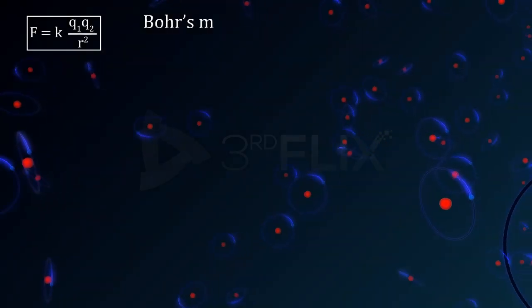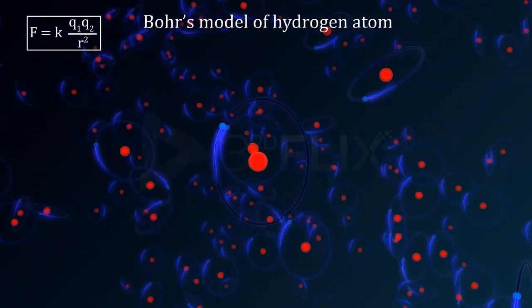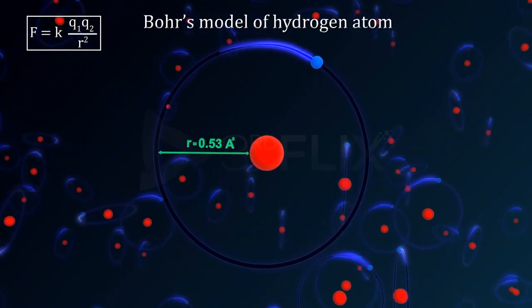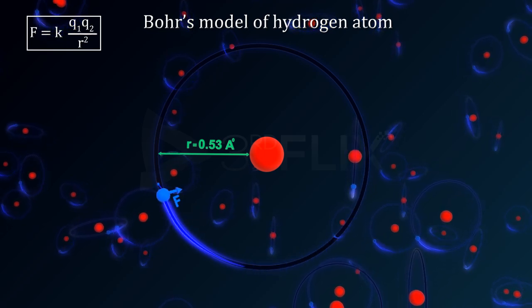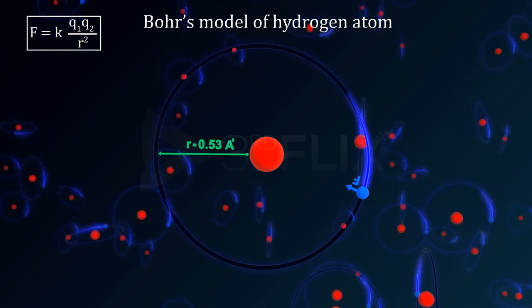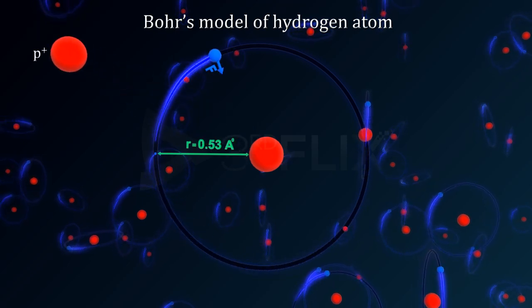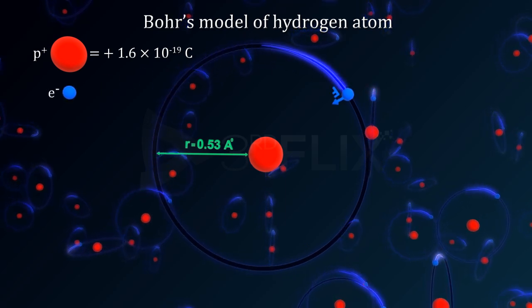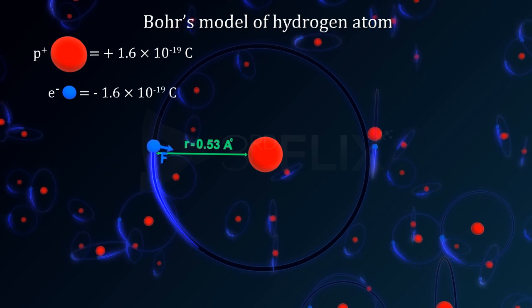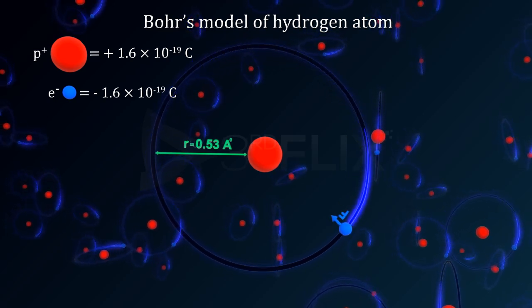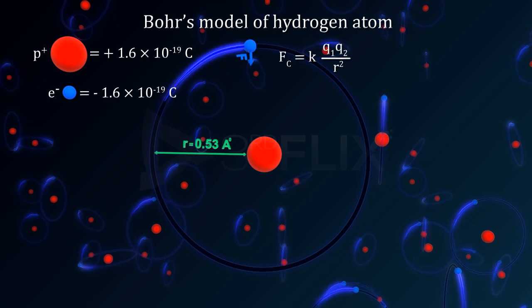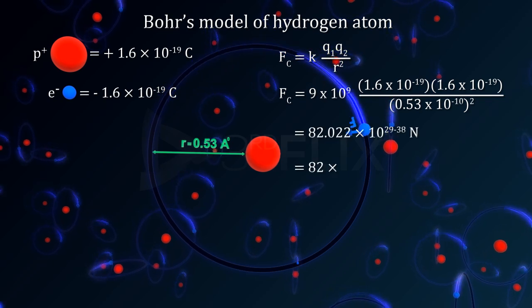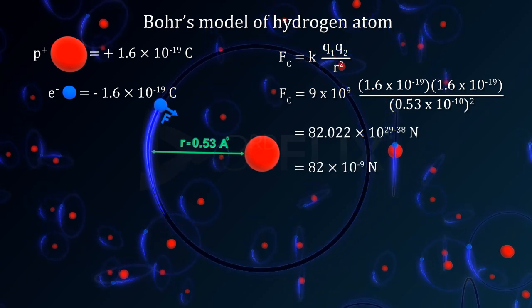For example, in Bohr's model of hydrogen atom, an electron revolves around the nucleus in the first orbit of radius 0.53 angstrom. Let's calculate the attractive force between the nucleus and the electron. Hydrogen nucleus contains one proton whose charge is plus 1.6 into 10 power minus 19 coulombs and the charge of electron is minus 1.6 into 10 power minus 19 coulombs. From Coulomb's law, the magnitude of attractive force between the nucleus and the electron in a hydrogen atom is approximately equal to 82 into 10 power minus 9 newtons.